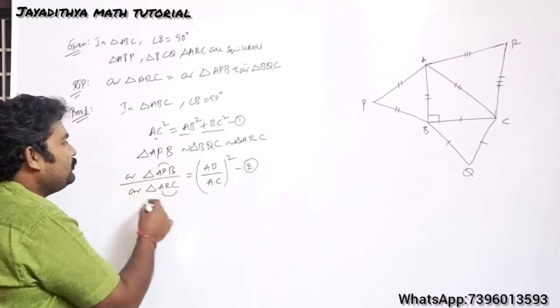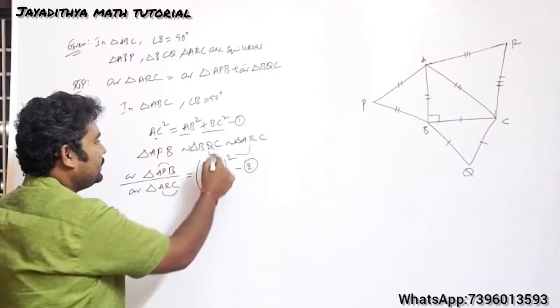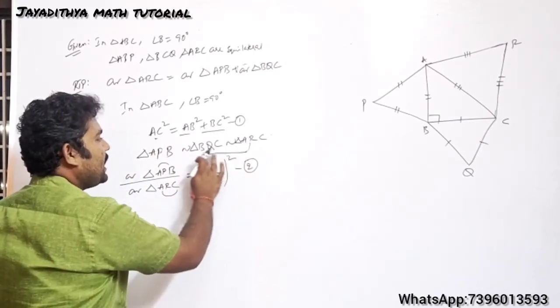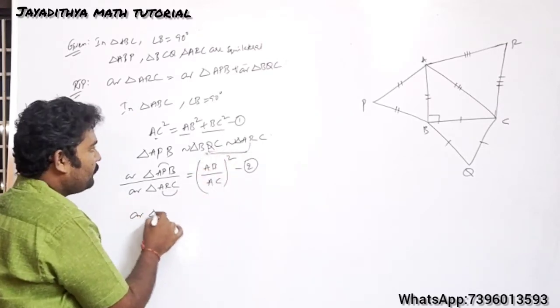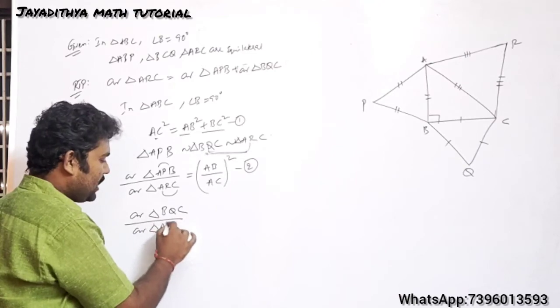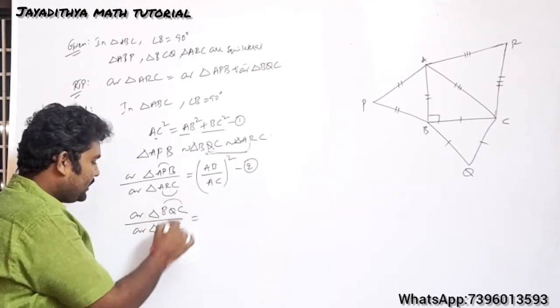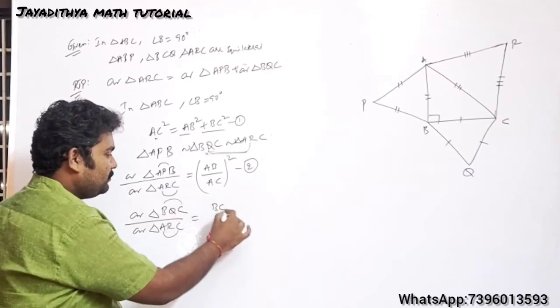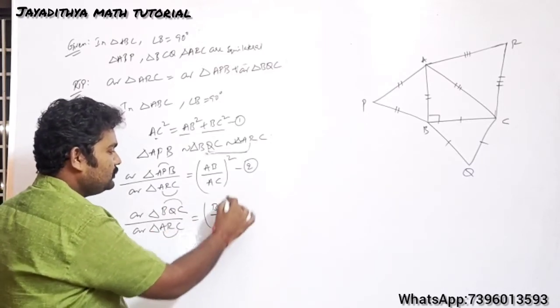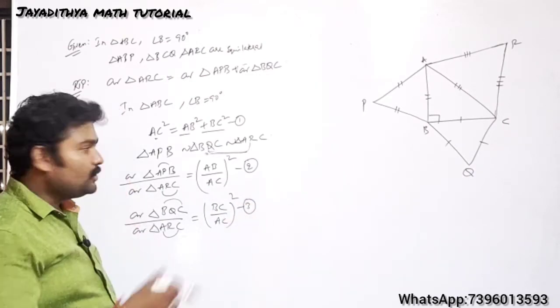In the same way, now you take the ratios of BQC and ARC. What happens here? Area of triangle BQC by area of triangle ARC is equals to how much? What are the corresponding sides you need to take here? I am taking BC by AC. So this is BC by AC whole square. I am taking this as equation 3. Clear?